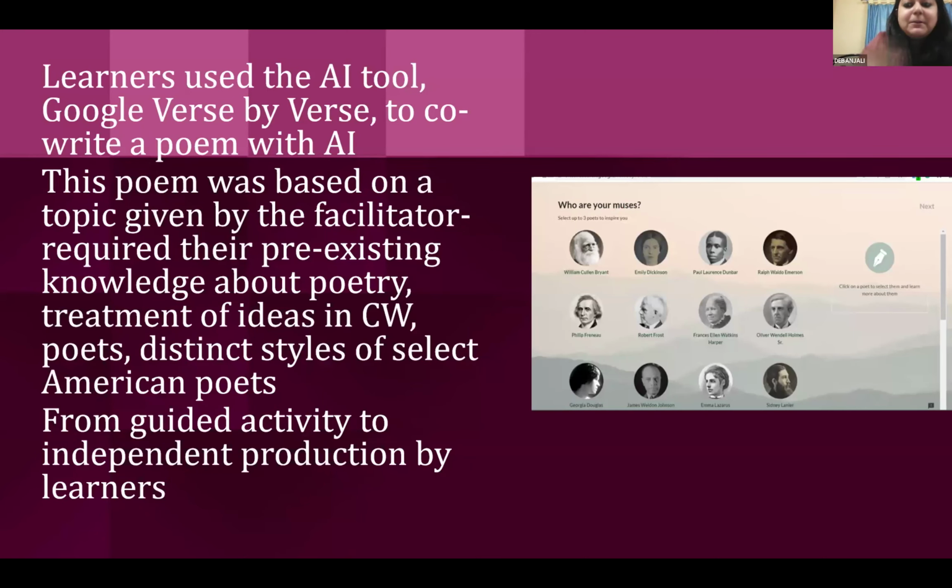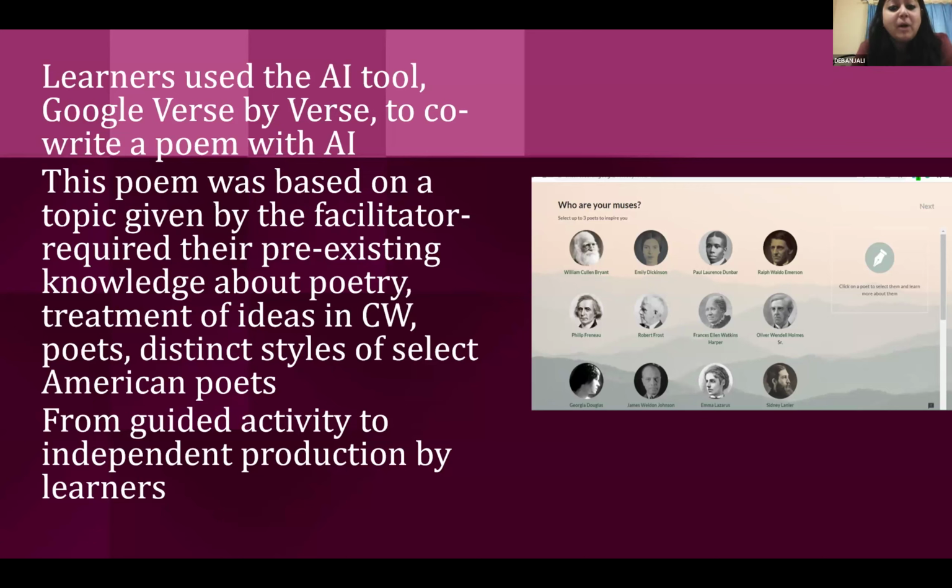Now, this particular slide shows the interface of Google Verse by Verse, which was used for the first case study. Here the learners were given certain topics, let's say topics like autumn, hope, and rejuvenation. They were supposed to connect those ideas together and articulate their understanding of that connection through a creative poem.